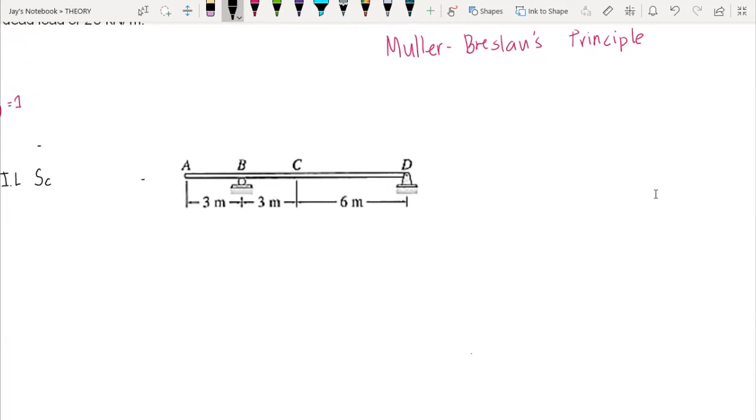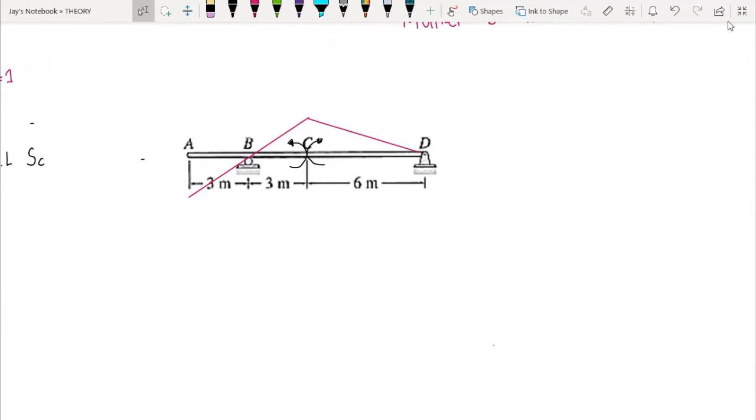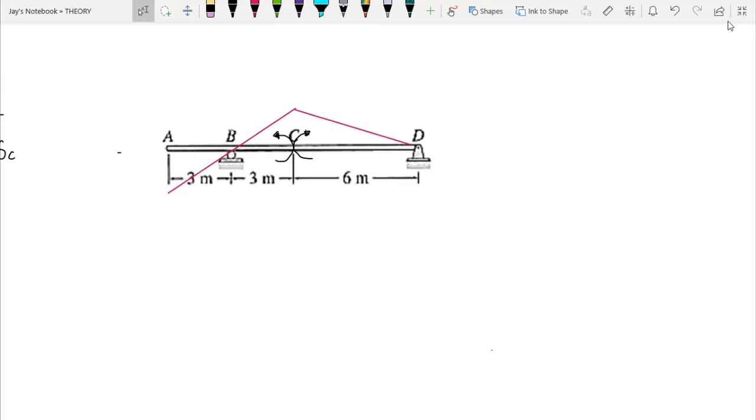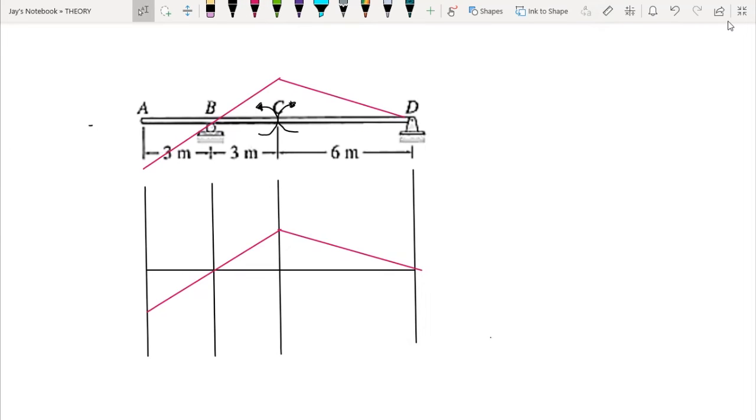In Muller-Breslau's principle, we draw a moment counterclockwise to the left side of C and clockwise on the right side of C. To release point C, we would have this deflection. This released structure of our beam would also be our influence diagram for the moment at C. But we do not yet know the ordinates at point C and at A. At point B, we are sure that this one is 0, and at point D is 0 as well.